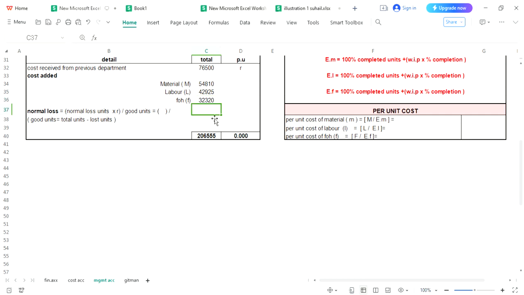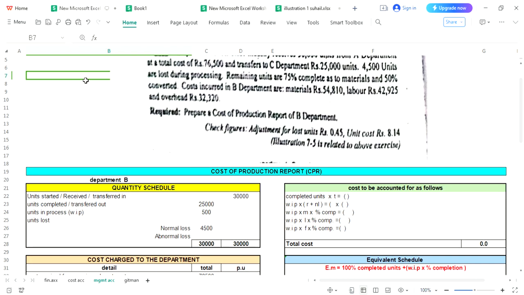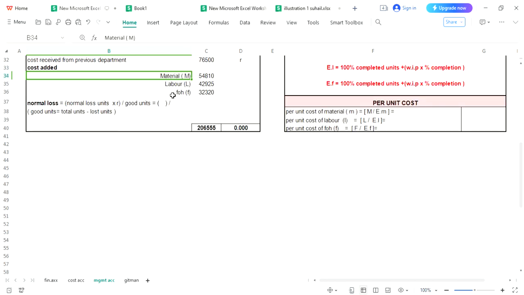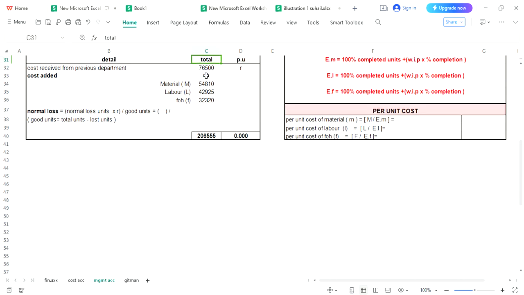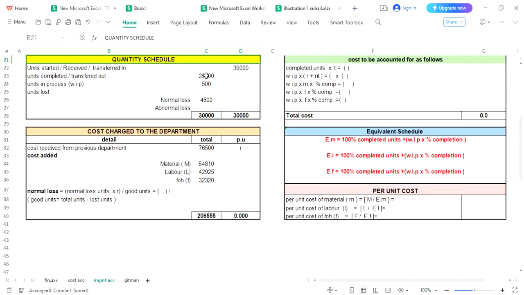So in this way, you have completed cost added by the department, and that cost was related to material, labor, FOH. It was given in your book. Here there were three costs: 54,810, 42,925 and 32,320, and same cost you have posted over here. Alright, so now there is a question. You have quantity schedule which is absolutely completed, but here in cost chart of the department small r is not present. How would you calculate small r?